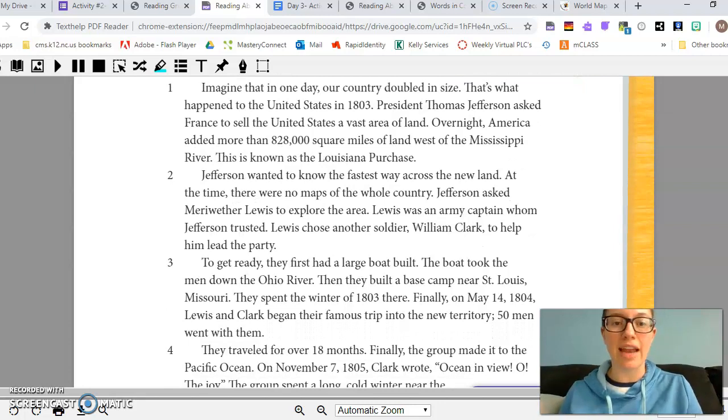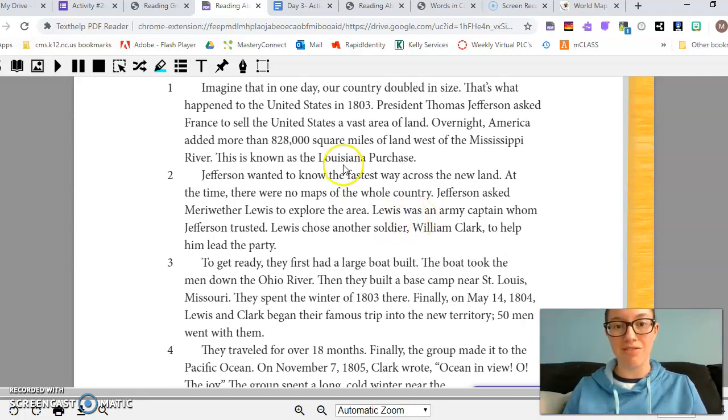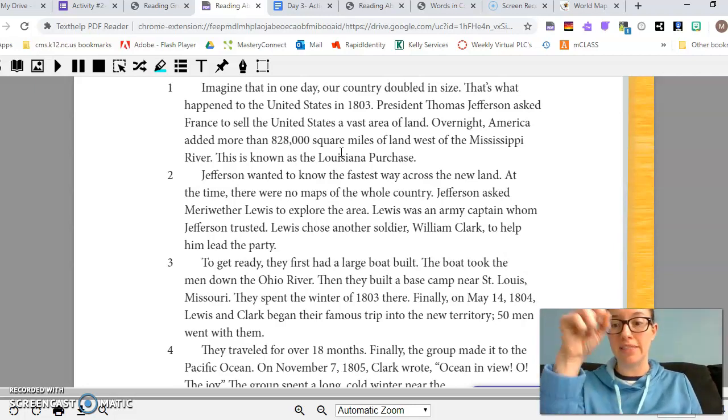Imagine that in one day our country doubled in size. That's what happened to the United States in 1803. I know this is a date that's important. President Thomas Jefferson asked France to sell the United States a vast area of land. Overnight, America added more than 828,000 square miles of land west of the Mississippi River. Now, this is known as the Louisiana Purchase.